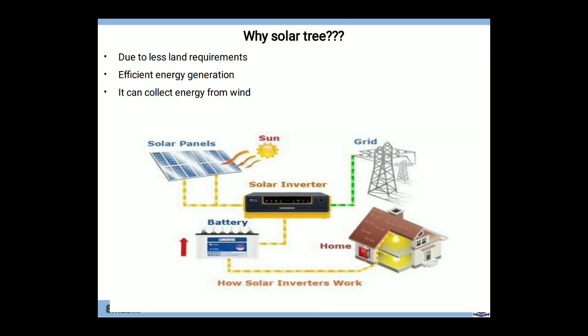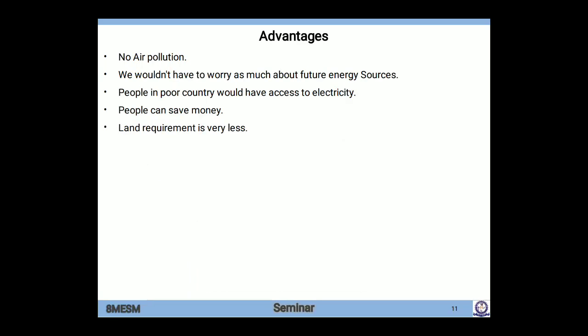Why is the solar tree better? As you can see in this figure, the solar panels work in households, grids, homes, batteries, etc. They consume energy from sunlight. The solar panels supply different parts of daily life, and less land is required. In this process the land required is less. It would be efficient energy generation, and it can also collect energy from winds.